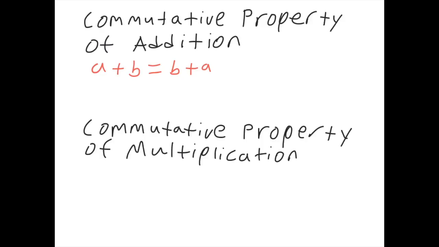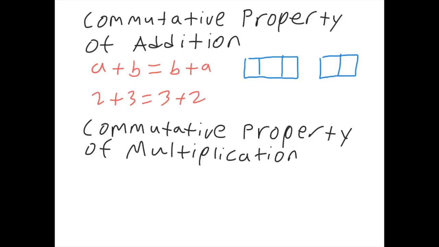Using numbers, as an example, we can say 2 plus 3 is the same thing as 3 plus 2. As you can see, they both equal 5. For the visual people, if you have, say, 3 boxes and you combine them with 2 boxes, you're going to get a total of 5 boxes. And like we said, order doesn't matter, so you can also say that you can have 2 boxes and then 3 boxes. Again, you still get 5 boxes total.